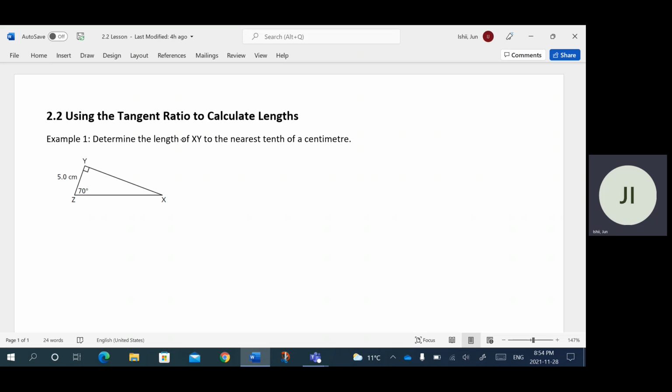Determine the length of XY to the nearest tenth of a centimeter. So XY, from X to Y, this side right here, is the length we're going to try to find. So I'm just going to label it x.